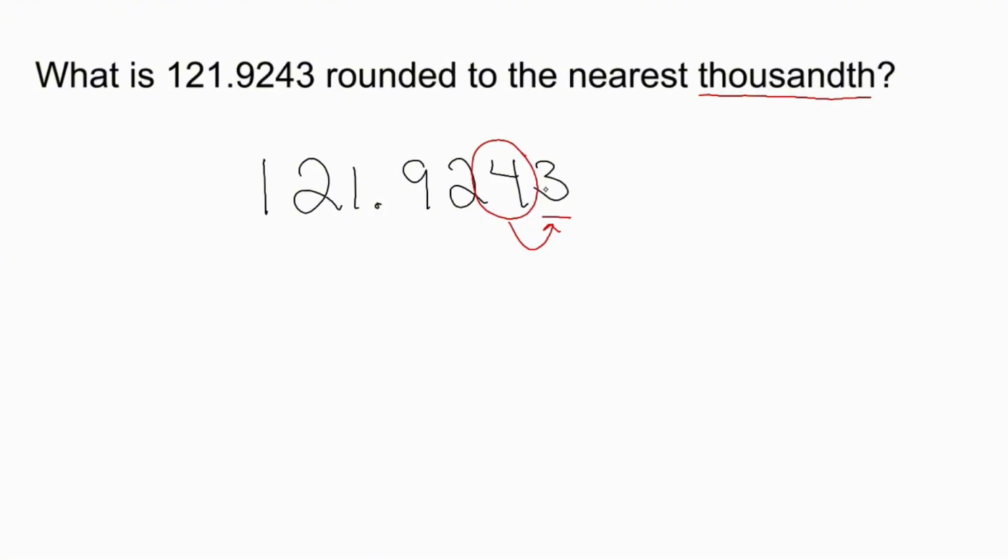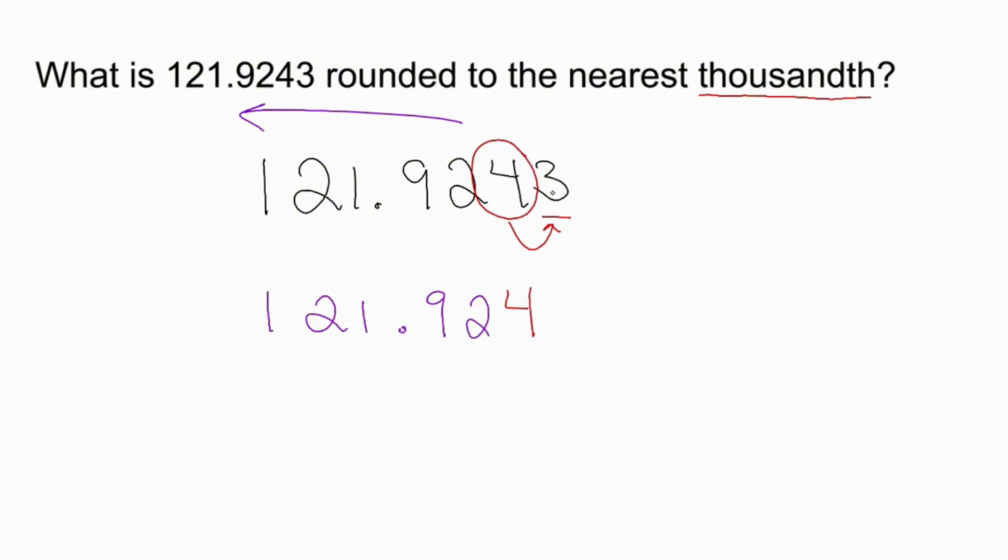3 is 4 or below, so we're going to let the number that we circled, 4, go and not change anything. Now when you round, all of the numbers directly to the left don't change. So 121 is going to drop down, the decimal is going to drop down, the 9 is going to drop down, the 2 is going to drop down.